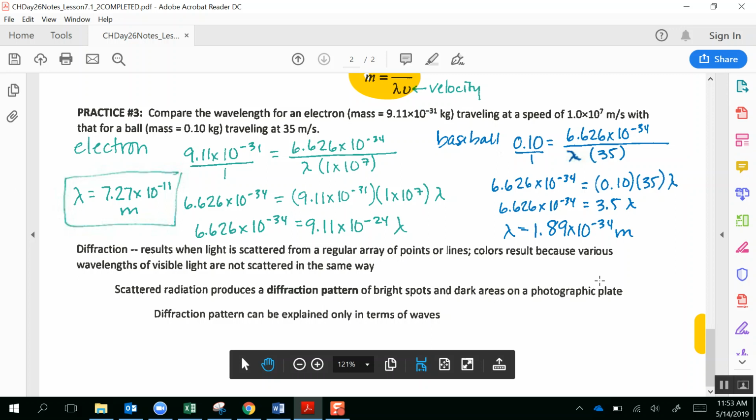We'll move into Bohr's model here shortly, and make sure you print off it so you can kind of follow along and do the math yourself, perhaps even before you look at these notes.